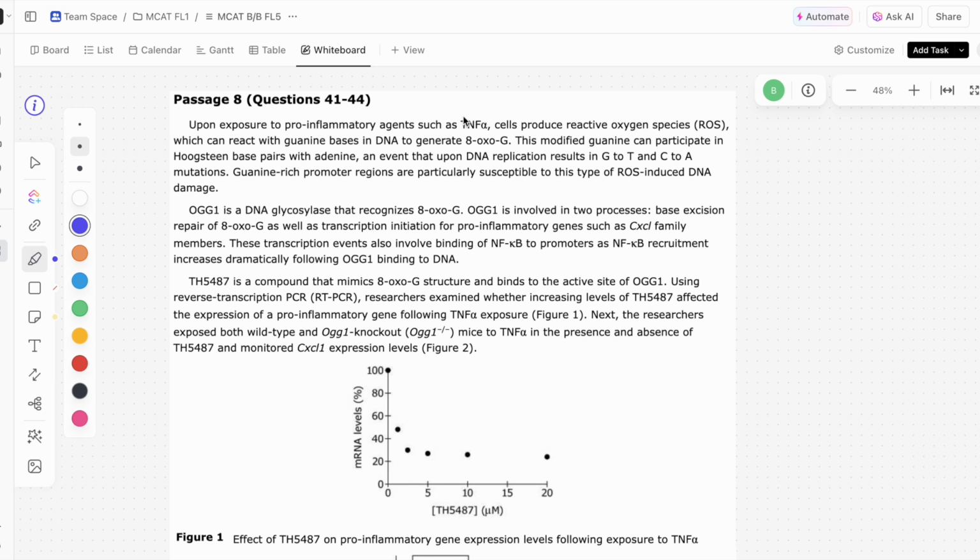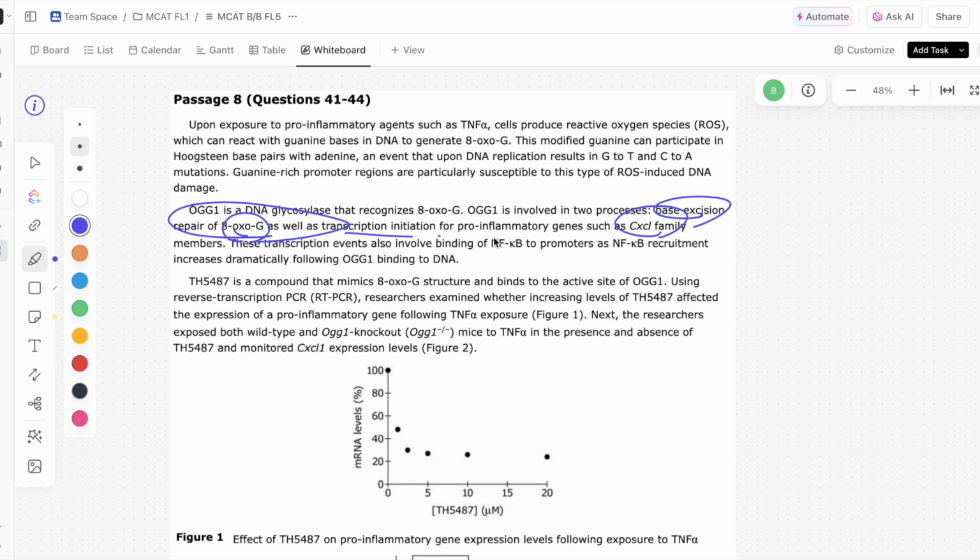So if we look here, it says OGG1 is a DNA glycosylase that recognizes 8-oxo-G. It's involved in two processes, and the one we're interested in is this process right here. And then we should also keep in mind that it is also important for expressing basically this family of genes right here, and that's going to be important for one of the answer choices, and I'll get to why. But basically, it's important for repairing this mutation in the DNA.